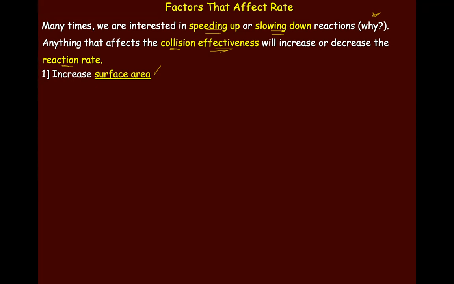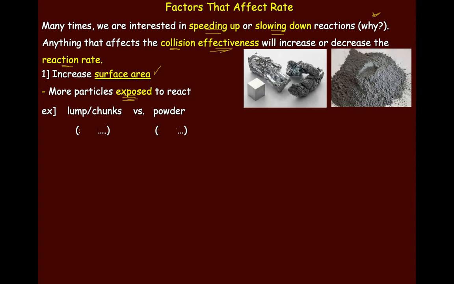Think about wood. If you chop wood into sawdust or small sticks, it usually burns faster than one large log, because more particles are exposed to react. This happens a lot of times with air. This also happens in the small intestine, where the big surface area with all the sacs in the lungs and in the small intestine causes the uptake of nutrients quicker.